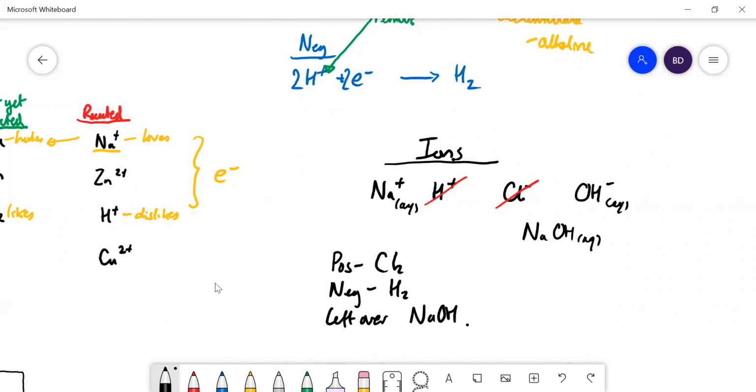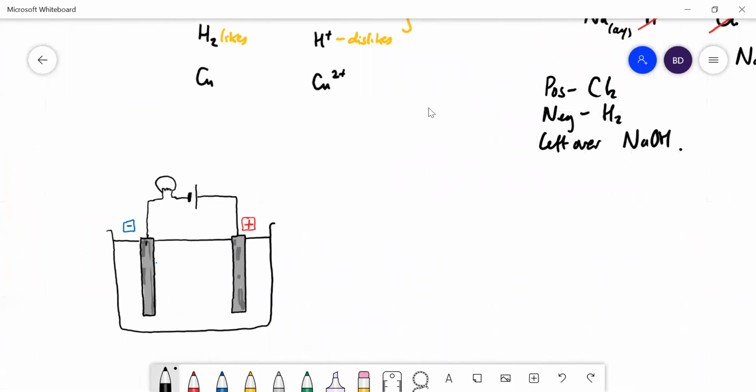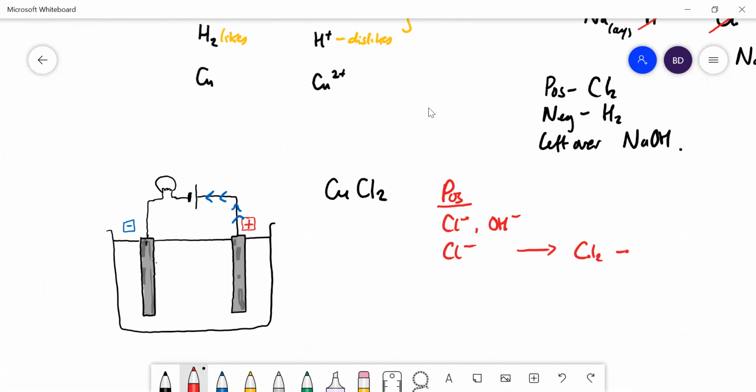Just before we finish this video, let's see what would happen if we electrolyze, instead of sodium chloride, copper chloride. Let's see what ions we have at the positive electrode. We are going to get the negative ions going there, so chloride ions and hydroxide ions. The positive electrode hoovers an electron off one of those. It actually gets it off the chloride ion. So the chloride ion gives up its electron and forms Cl2. I'm just balancing that, doubling everything.